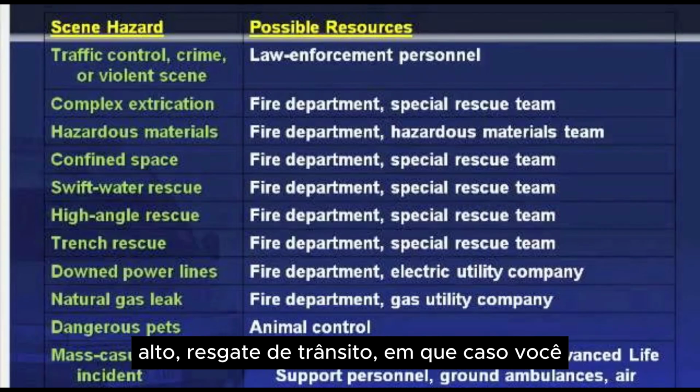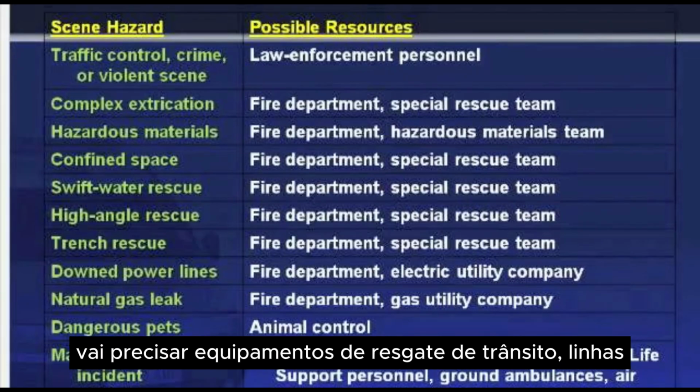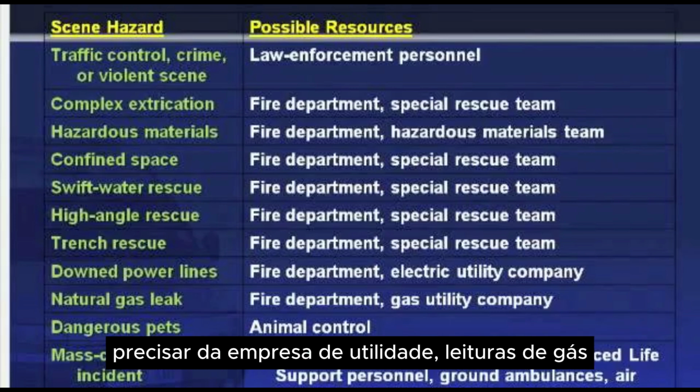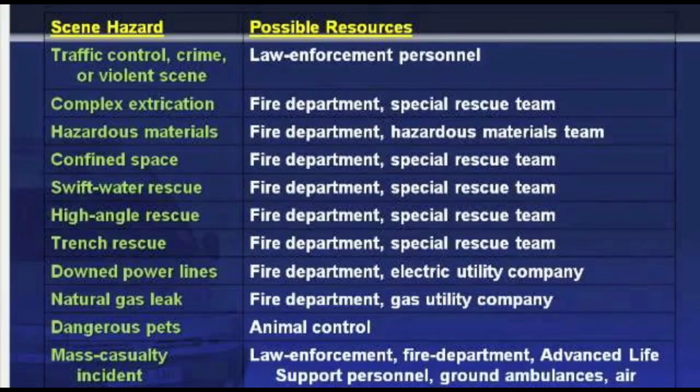Downed power lines, in which case you'll need the utility company. Natural gas leaks, in which case you'll need fire department and utility company. And dangerous pets, you may need to notify animal control.